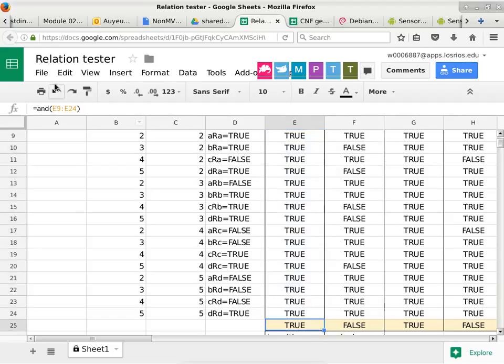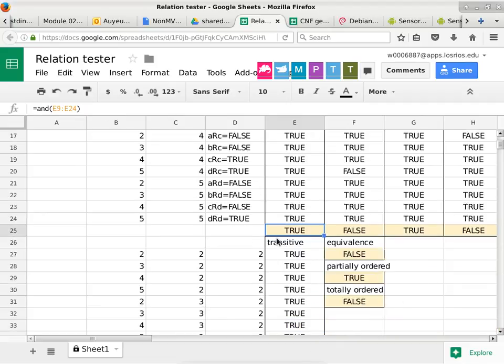If you look at this equation, it is an AND and it specifies the range of cells that has to be true in order for this cell, cell E25, to be true. Then the cells E9 to E24 as a range, they all have to be true. Is that okay or not?